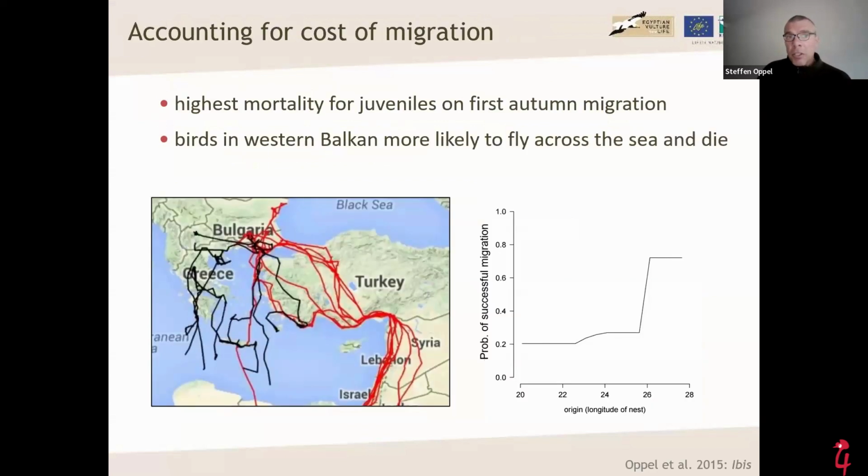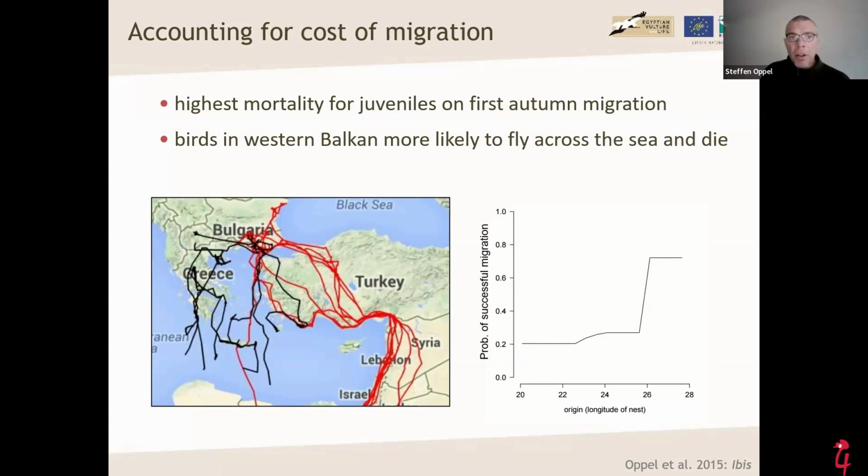So I just explained to you that there is a cost of migration for the birds from the Balkans, and that cost and that mortality was highest for the juveniles on the first autumn migration. For those birds that fledged from nests in the Western Balkans, so in Western Greece and in Albania and in North Macedonia, those birds are more likely to migrate straight south and then fall into the Mediterranean Sea, whereas those birds that breed in the Eastern Balkans and the Eastern Rhodopes of Bulgaria were more likely to make it to the mainland in Turkey and then actually follow the coast around the Mediterranean and get to Africa.